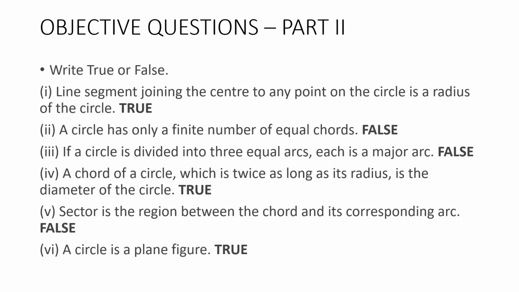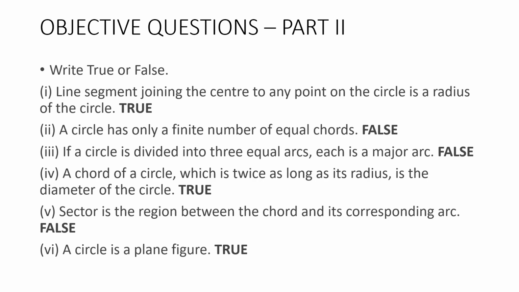True or false objective questions. Line segment joining the center to any point of the circle is the radius of the circle. This is true. A circle has only a finite number of equal chords. This is false. If a circle is divided into 3 arcs, each is a major arc. No, the other will be minor. A chord of a circle which is twice as long as the radius is the diameter. Yes, diameter is always twice the radius.